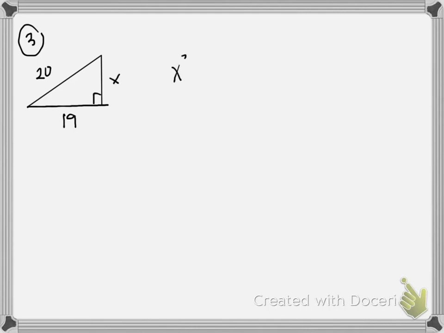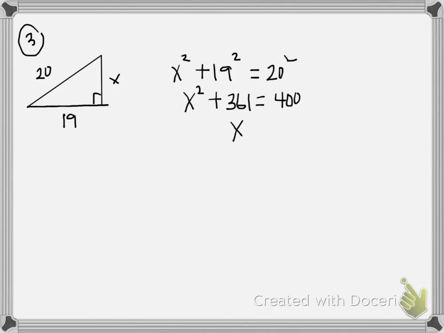So you can say x squared plus 19 squared is equal to 20 squared. So x squared plus 361 is equal to 400. Subtract. So you'll get x squared is equal to 39. And then take the square root of both sides. So x is going to be equal to 6.2.